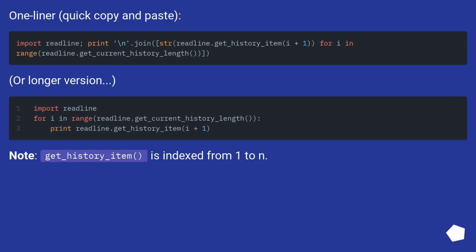Note, get_history_item is indexed from 1 to n.